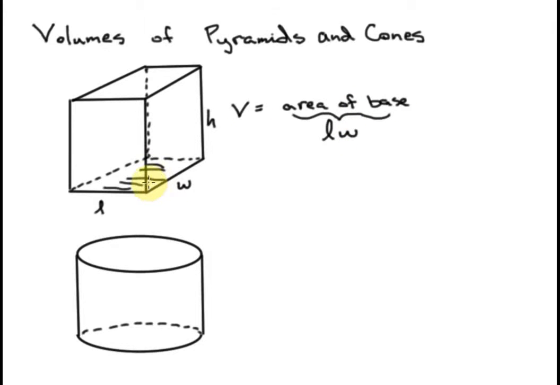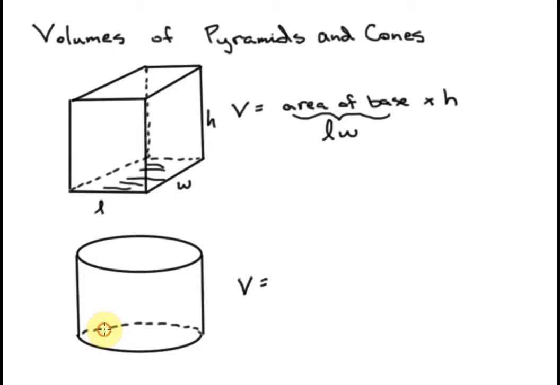And then it's kind of like I'm going to stack those up, how many of these rectangles I can fill in the box. So I'm going to times that by the height. If we think of it that way, that's a pretty good way to think of the volume of a box. And I'm going to use exactly the same approach down here for the volume of a cylinder.